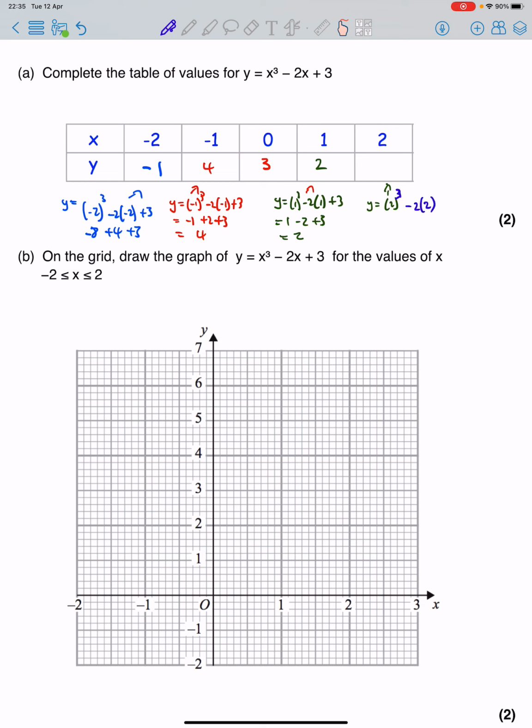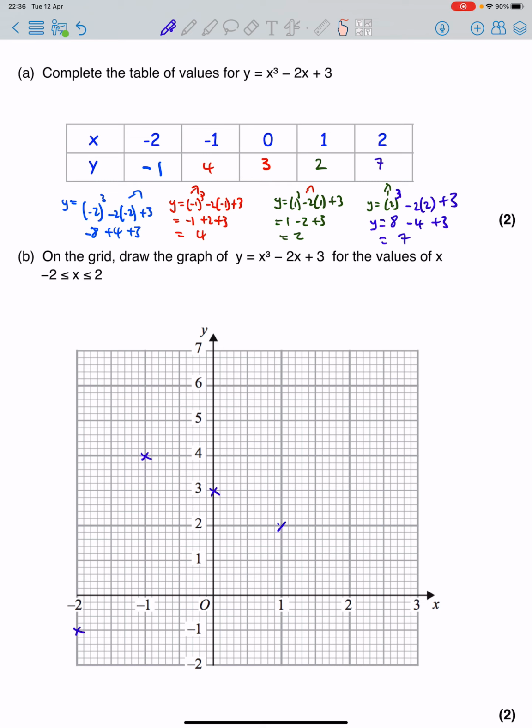And then part B, it says to draw the graph of y equals x cubed minus 2x plus 3 for all values of x between minus 2 and 2. So we know that when x equals minus 2, y is equal to minus 1, so that's going to be over here. When x is equal to minus 1, y is equal to 4. That's a big jump. When x is equal to 0, y is equal to 3. When x equals 1, y is equal to 2. When x is equal to 2, y is equal to 7. So we've got points there.